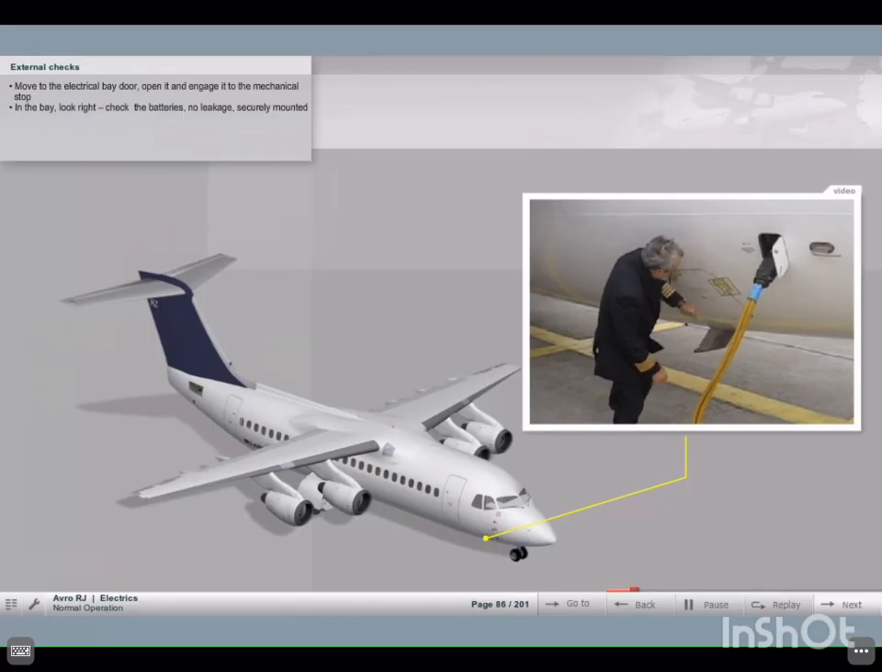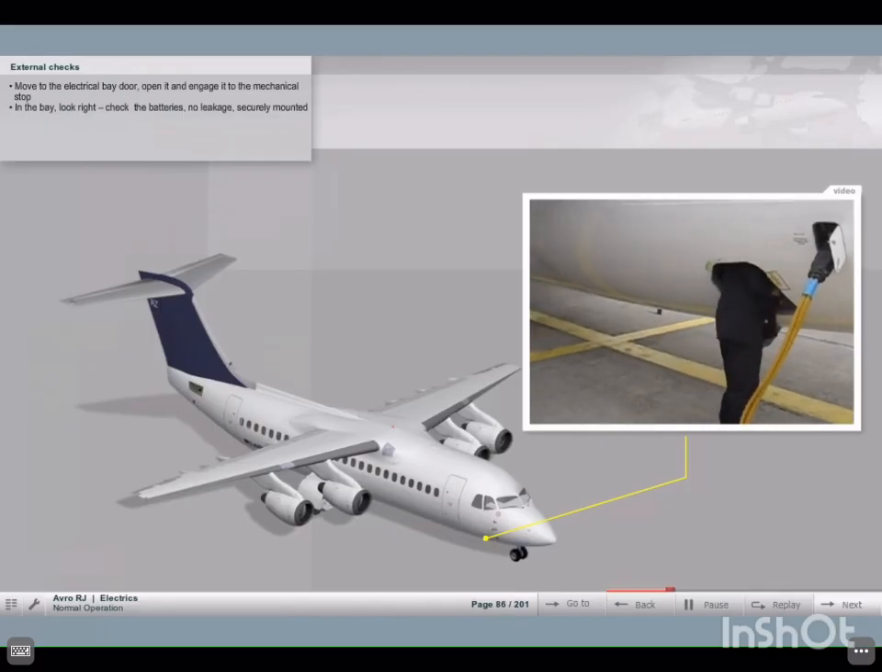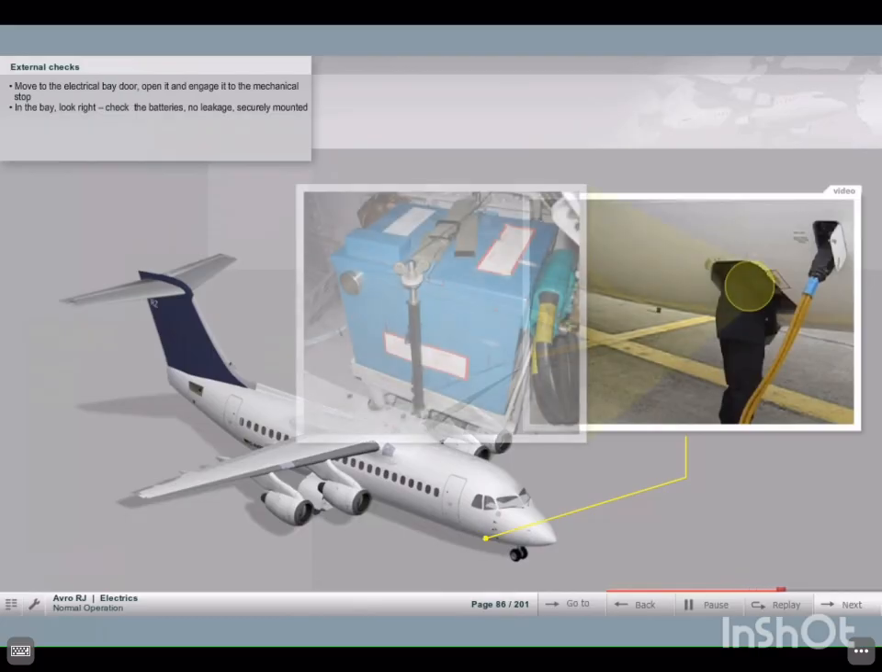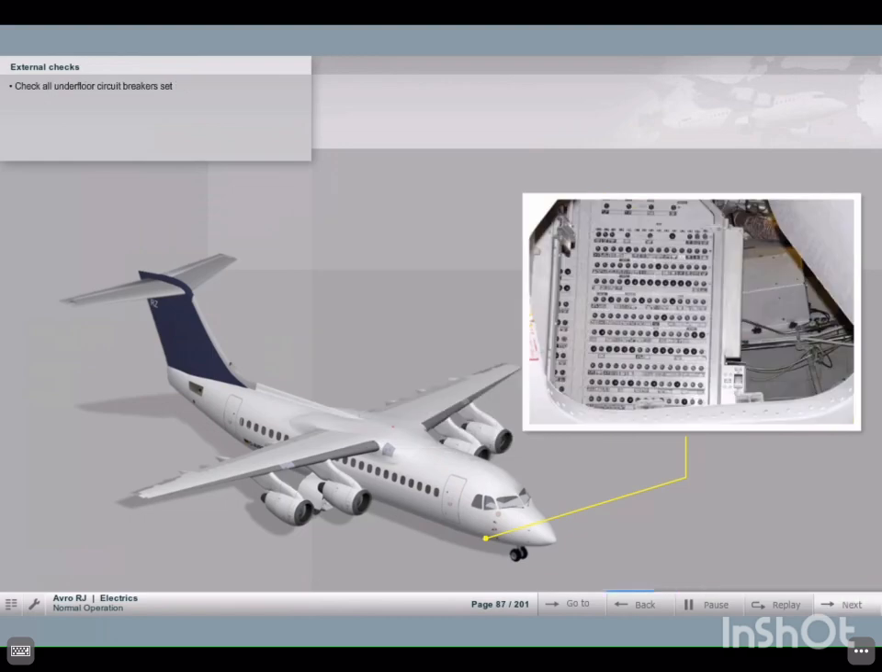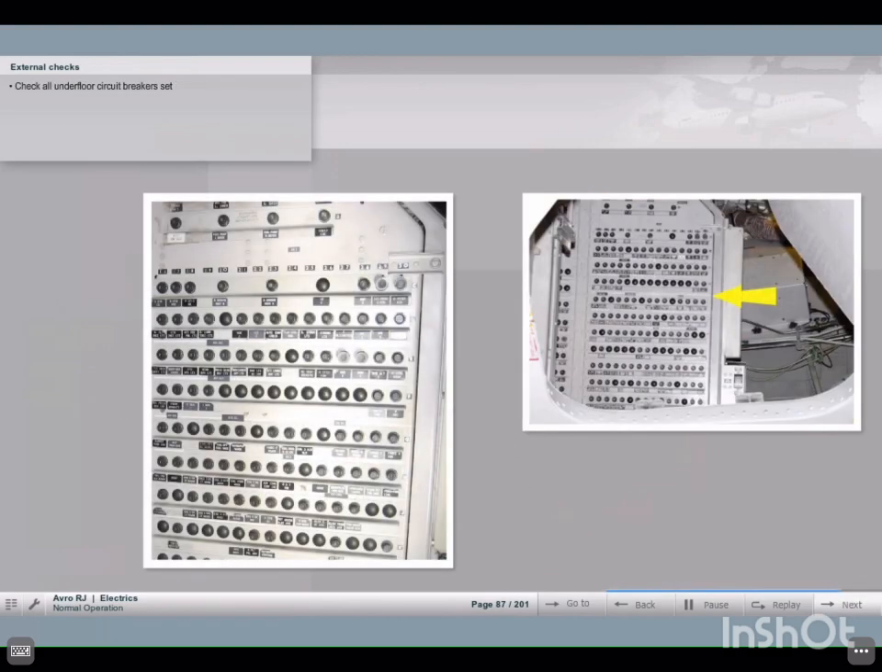Then move on to the electrical bay door. Open the door and push it inwards until it engages into its mechanical stop. In the bay, look right at the batteries. Confirm that there is no leakage and that they are securely mounted. Check that all underfloor circuit breakers are set.